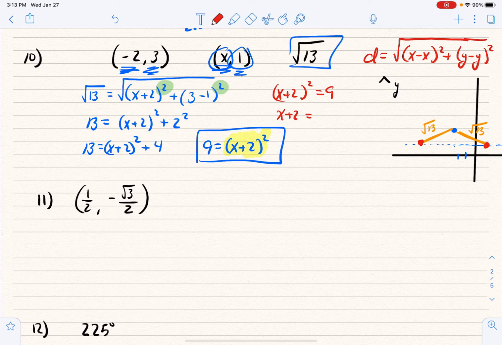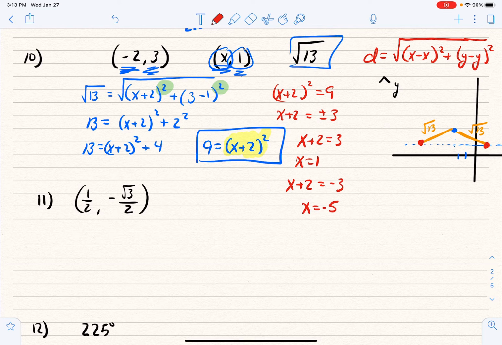And that would mean that x plus 2 is equal to plus or minus 3. And that's true. So then you know that x plus 2 is 3. Subtract 2 from both sides. That would mean that x is 1. Or that x plus 2 is negative 3. Subtract 2 from both sides, you get that x is negative 5.